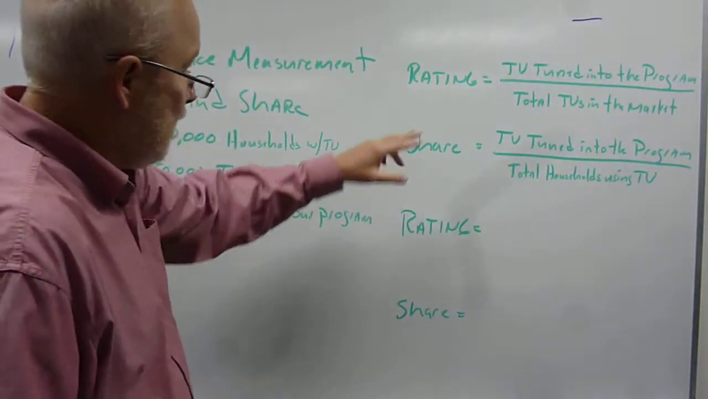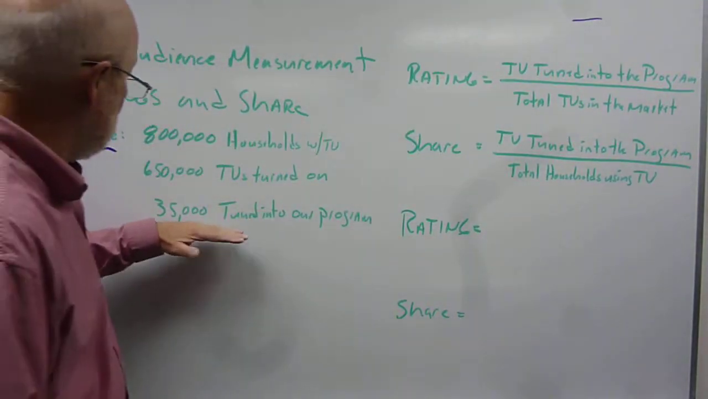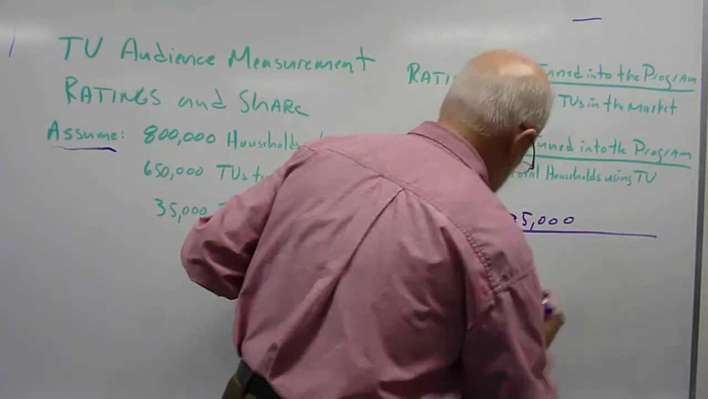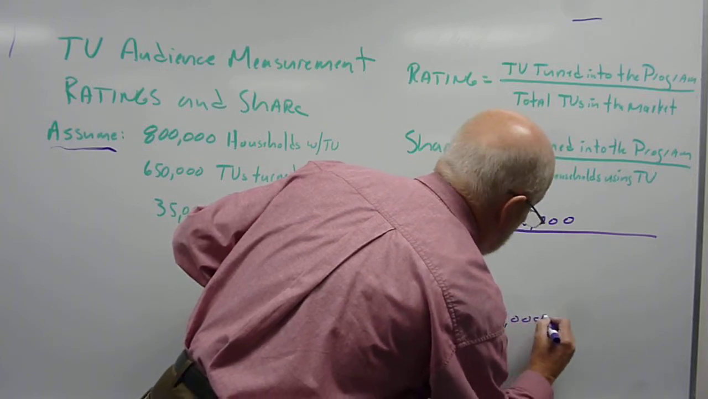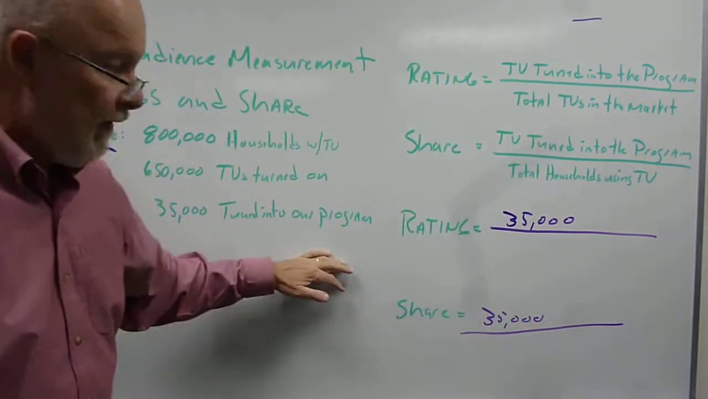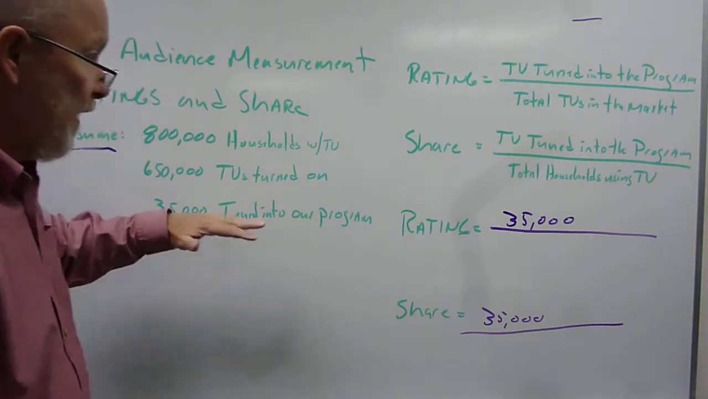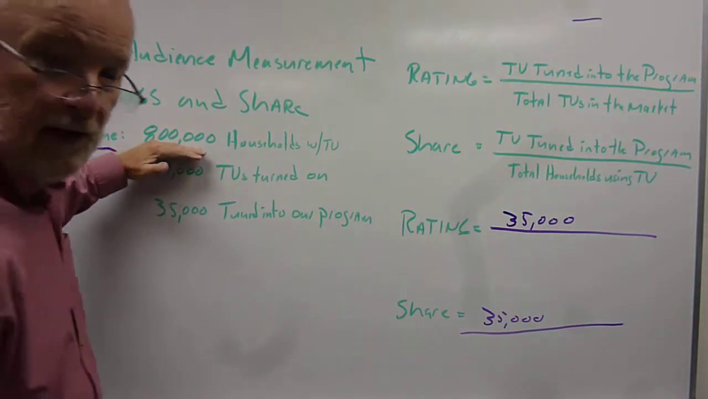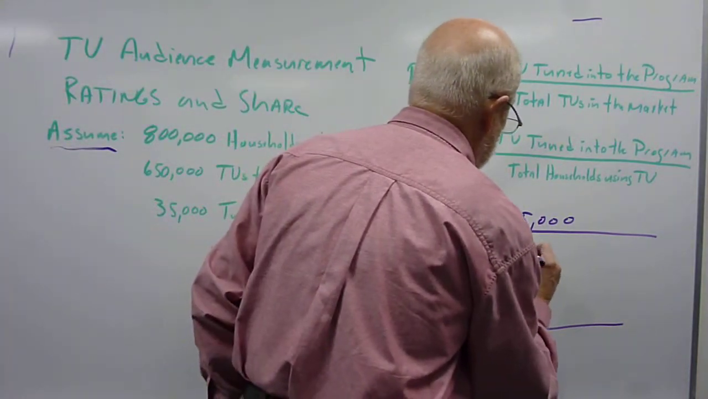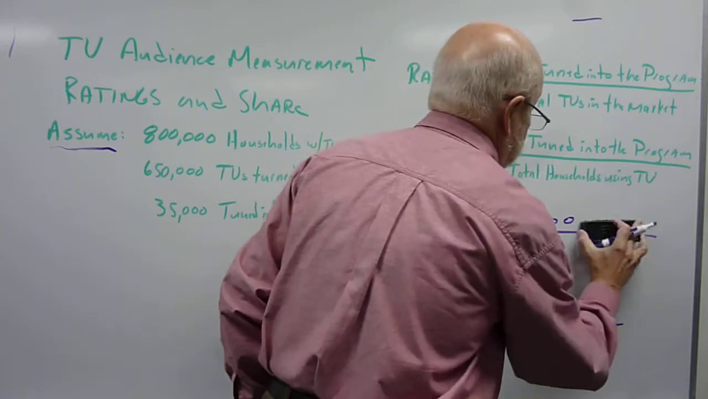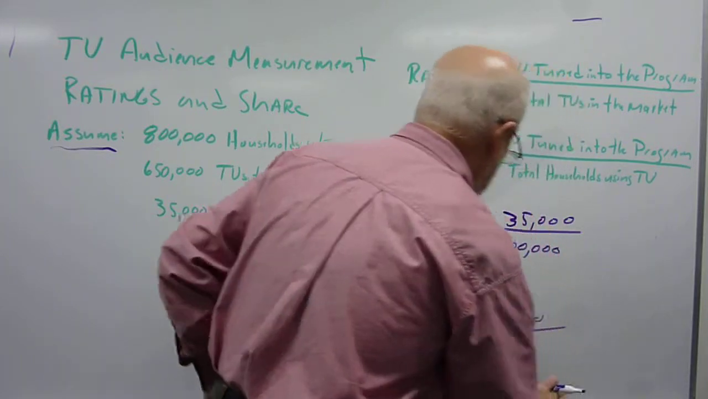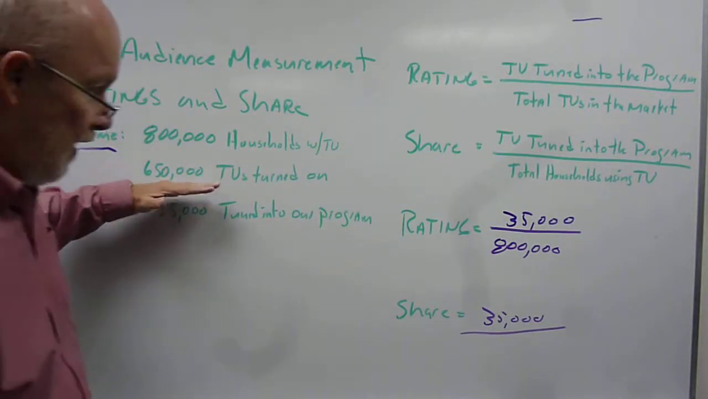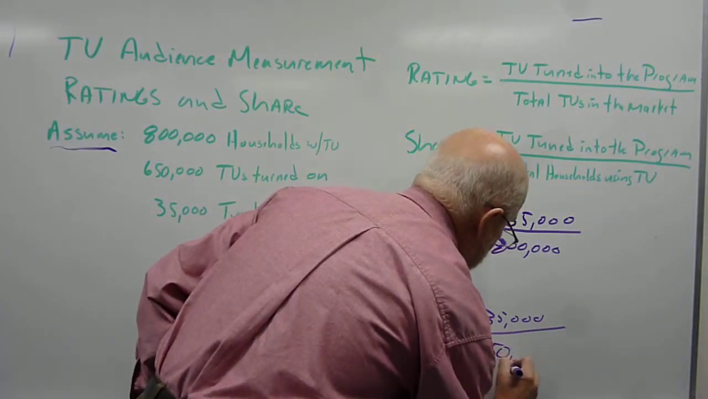So for ratings, we take the total TVs tuned into the program, and we have 35,000 tuned into the program. That's in the rating. It's also down here in share, so we'll go ahead and put it in both equations. We have our 35,000, that's the people tuned into our program. We divide the top one by the total TVs in the market, and we have 800,000 televisions in our market. So we divide that, 800,000 in there, and we'll come up with the rating. And then to get the share, we're going to divide by the total households using TV. And that's a fewer number, 650,000.